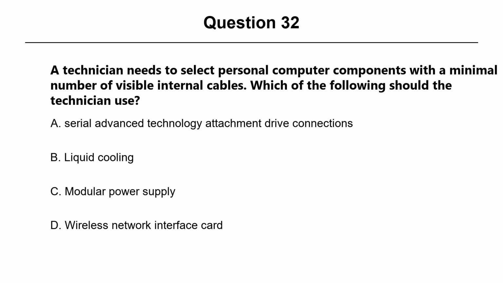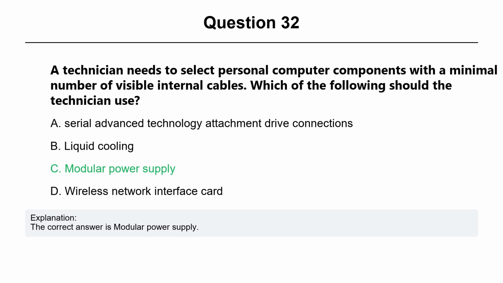Question 32. A technician needs to select personal computer components with a minimal number of visible internal cables. Which of the following should the technician use? Option A, Serial Advanced Technology Attachment Drive Connections. Option B, Liquid Cooling. Option C, Modular Power Supply. Option D, Wireless Network Interface Card. The correct answer is option C, Modular Power Supply.